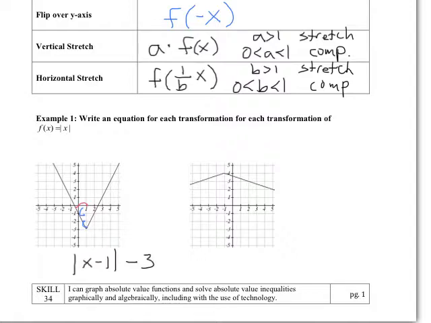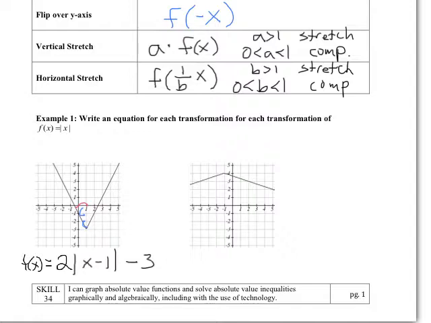And then from the vertex point, I can see it's been vertically stretched. Rather than going out 1, up 1, out 1, up 1, out 1, up 1, we have out 1, up 2, out 1, up 2. So it's been vertically stretched by a factor of 2. So I put in the 2 there, and then just to make an equation, f of x is equal to 2 times the absolute value of x minus 1, minus 3.